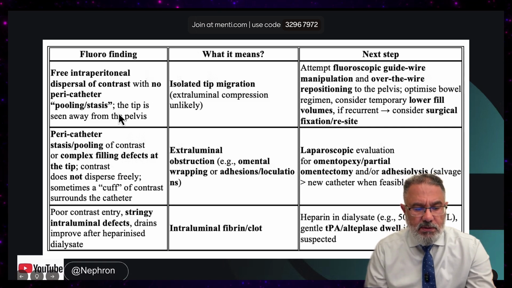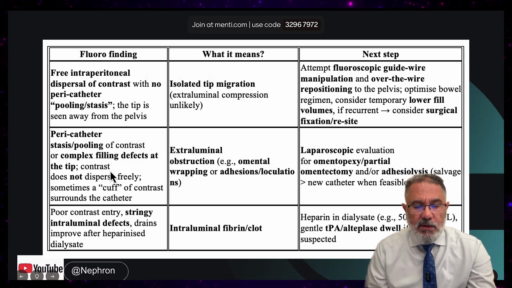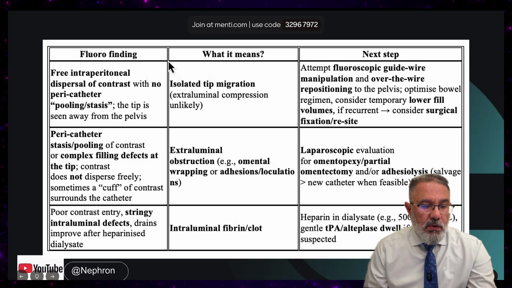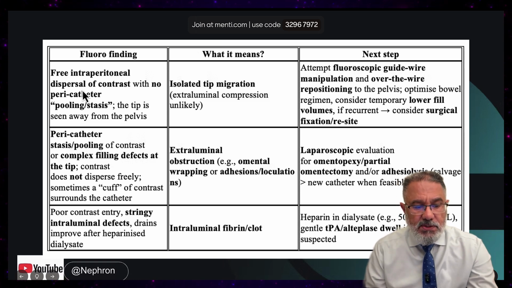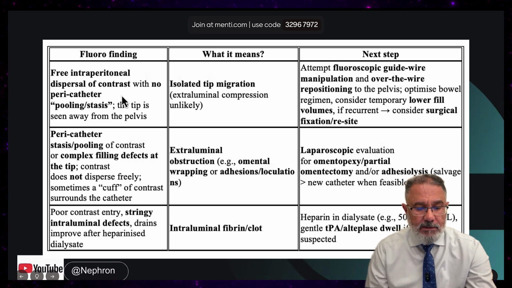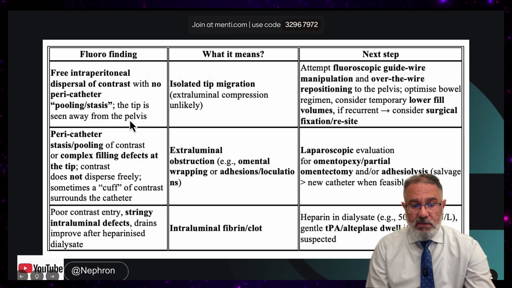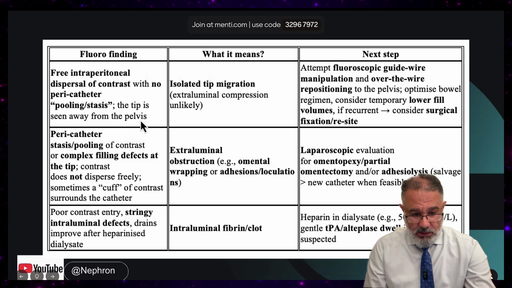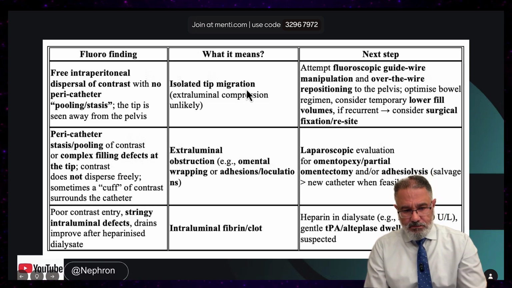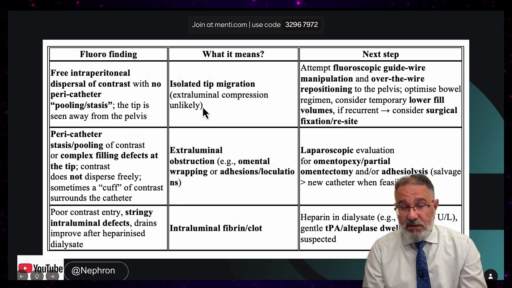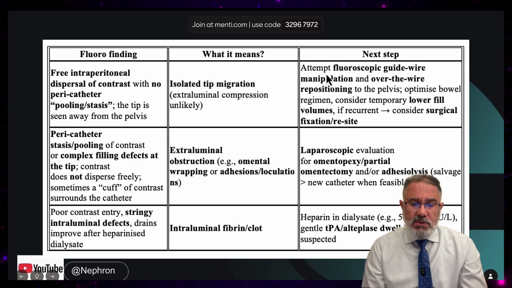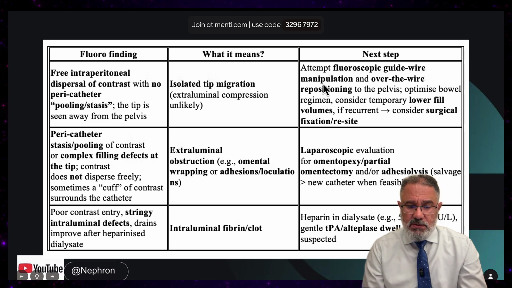This table shows you three different fluoroscopy findings you might see, what they mean, and what the next step is. If there is free intraperitoneal dispersal of contrast with no pericatheter pooling, and the tip is seen away from the pelvis, migrated upward, this is isolated tip migration. Extraluminal compression is unlikely in this case. To salvage the catheter, attempt fluoroscopic guide wire manipulation over a wire, repositioning it in the pelvis.